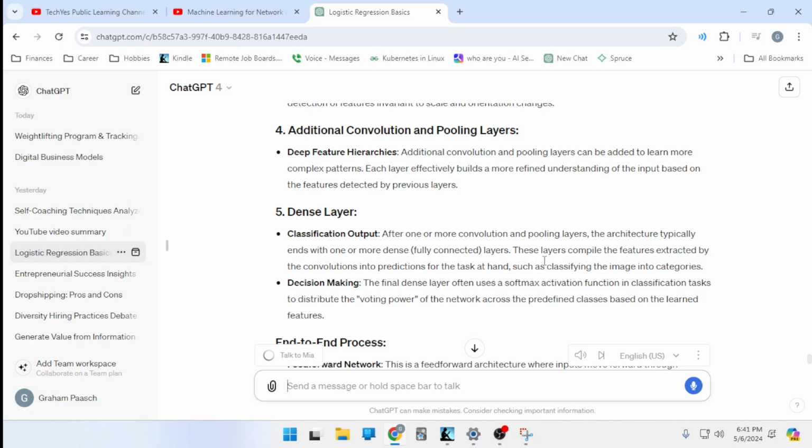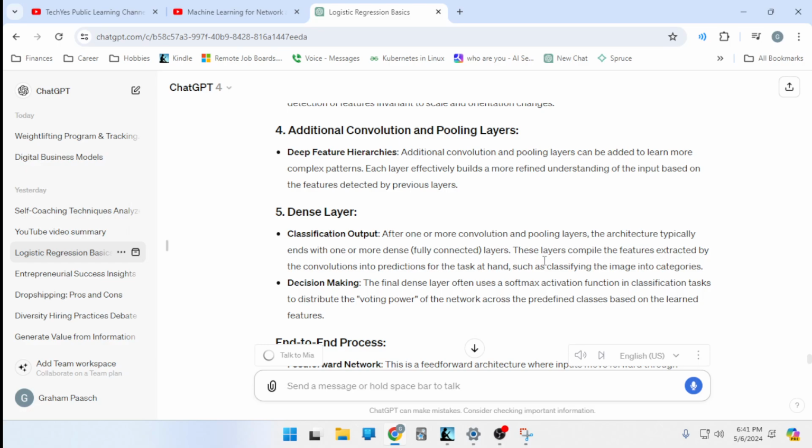These layers compile the features extracted by the convolutions into predictions for the task at hand, such as classifying the image into categories. Decision making. The final dense layer often uses a softmax activation function in classification tasks to distribute the voting power of the network across the predefined classes based on the learned features. End-to-end process. Feed-forward network. This is a feed-forward architecture where inputs move forward through convolutions, activations, pooling, and finally through fully connected layers to produce an output.